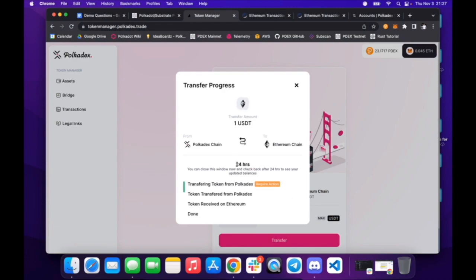And as you can see, this is going to take 24 hours. You can close this window and check back after 24 hours. This is exactly going to take 7,200 Polkadex blocks and 2 Ethereum blocks. So 24 hours plus a minute or so, you should see these funds in your Ethereum wallet. So yeah, until yesterday we did not enable withdrawals, but withdrawals is enabled now.